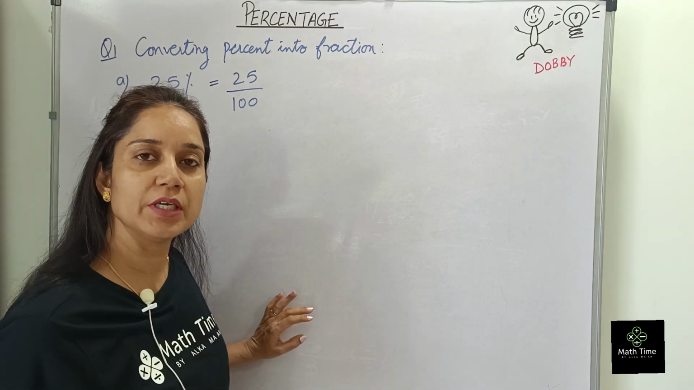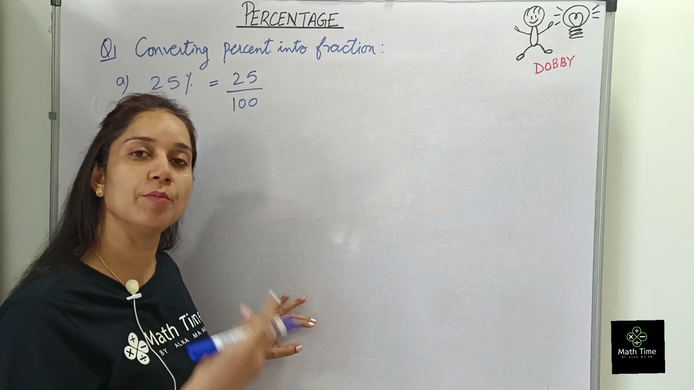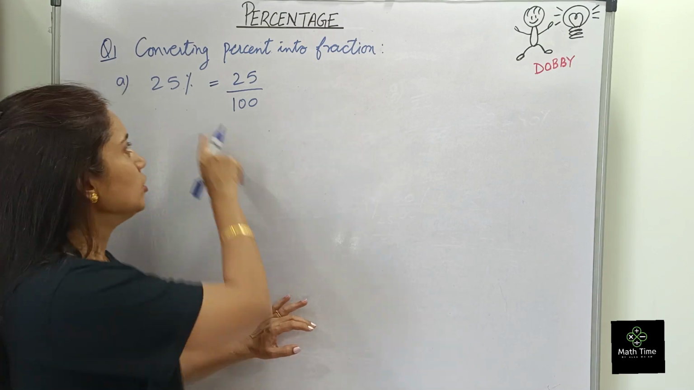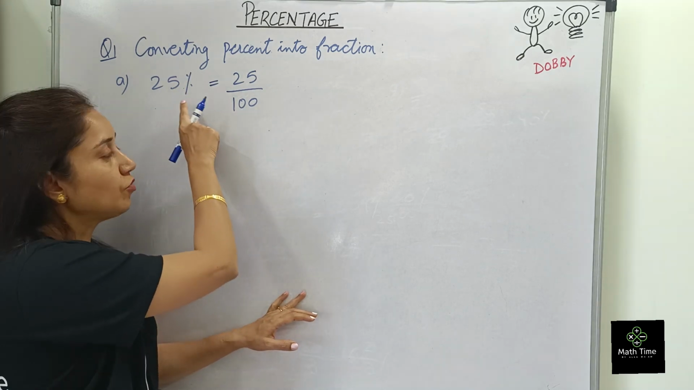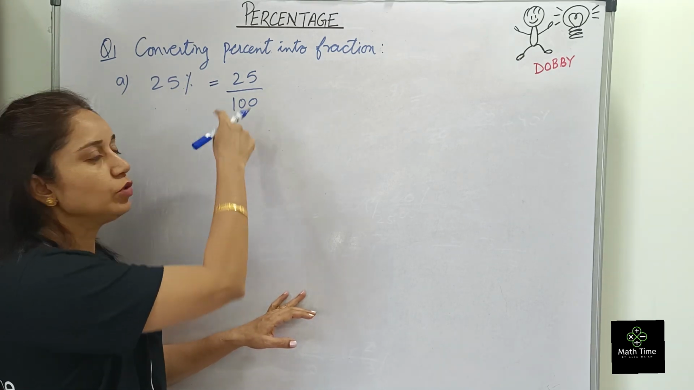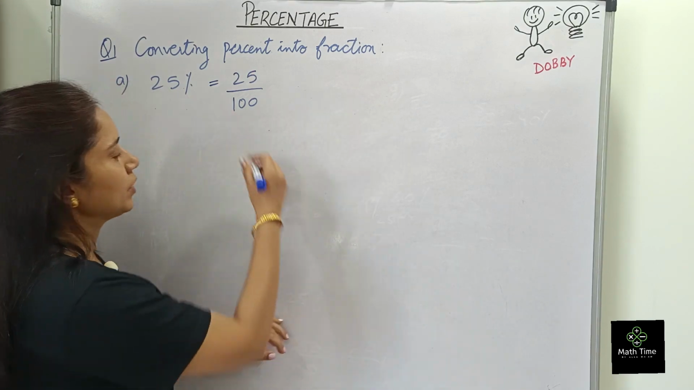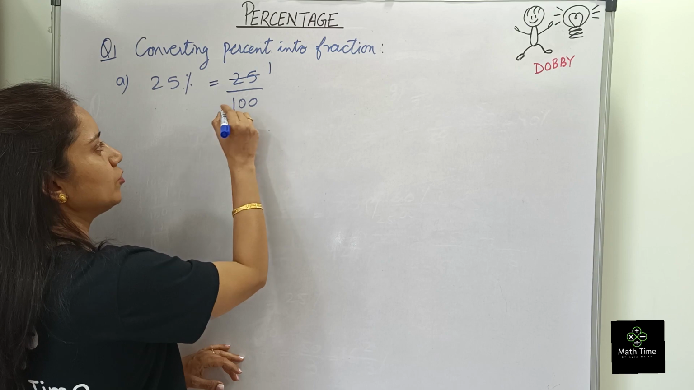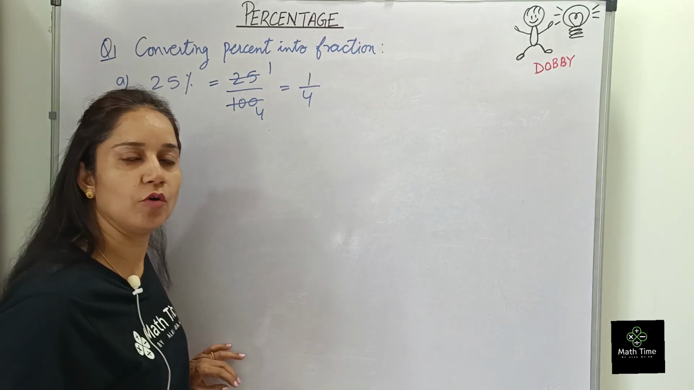Why 100 will come in the denominator? Because the percent tells us the information, the amount out of 100. So 25% means it is 25 out of 100. So whenever percent sign is given to you, remove the percent sign and put 100 in the denominator. Now do the cuttings. 25 ones are 25, 25 fours are 100. So it becomes 1 upon 4.